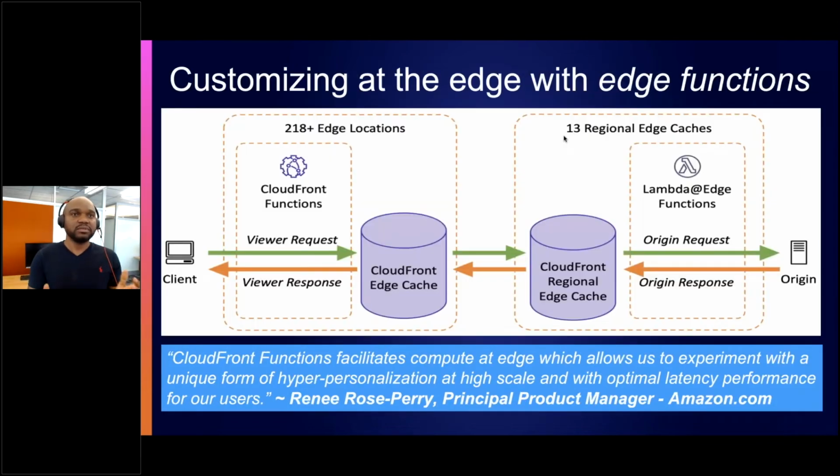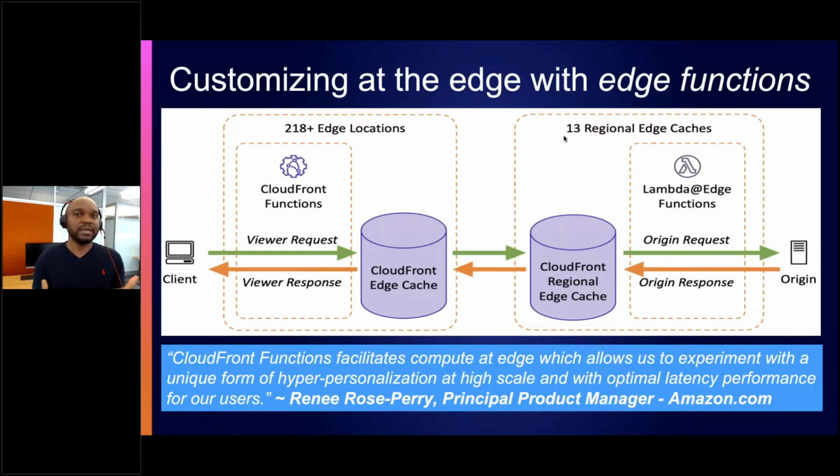Now we have some use cases where you want, for example, to perform some customization or some sort of logic at the edge, independently from the origin. This can be because you don't have access to your origin. It can also be because you don't have tools to perform those sorts of customizations at the origin. An example is image optimization. For this, you can leverage Amazon CloudFront edge functions, which are basically CloudFront Functions and Lambda@Edge.